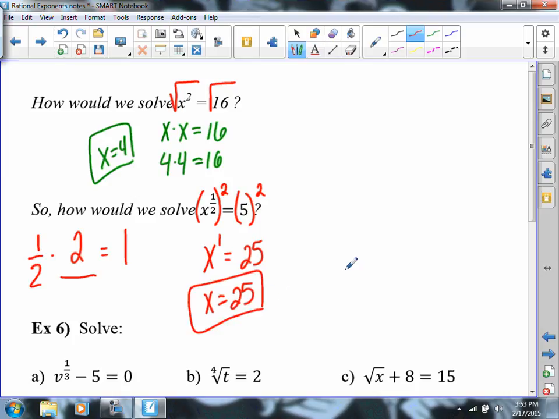So basically, if you want to undo that fractional exponent, you are multiplying by the denominator, in a way. And then that's going to become your new exponent. So it's not really so much multiplying as it is making that a power. So you're going to do a power to a power there.